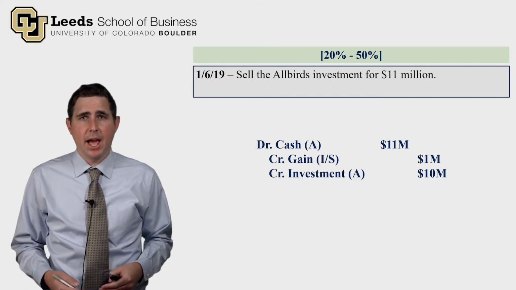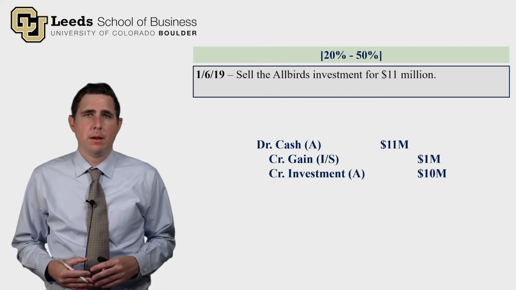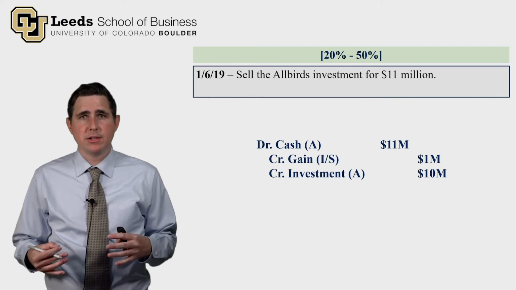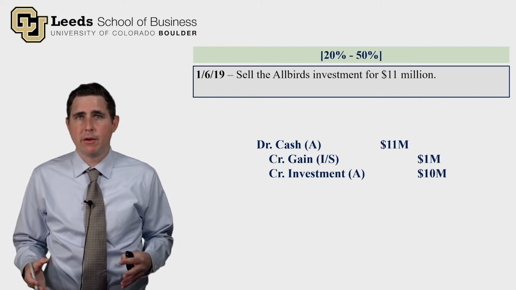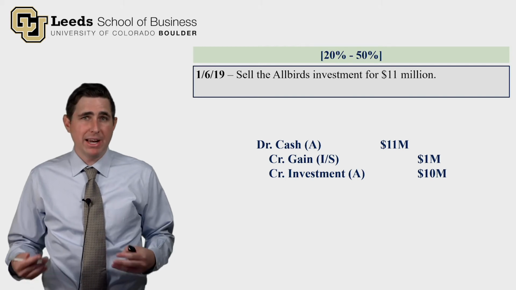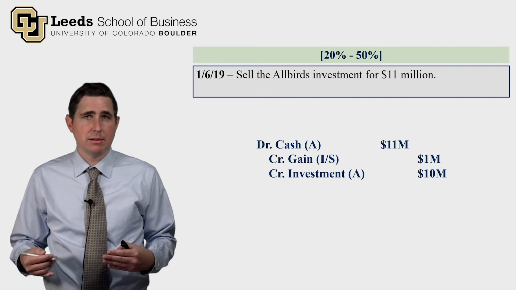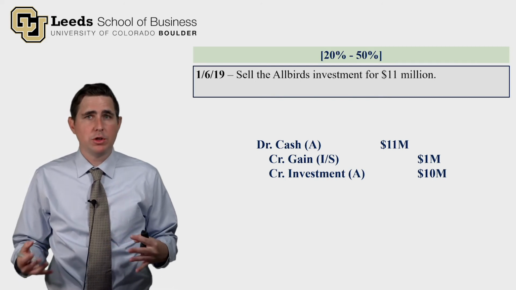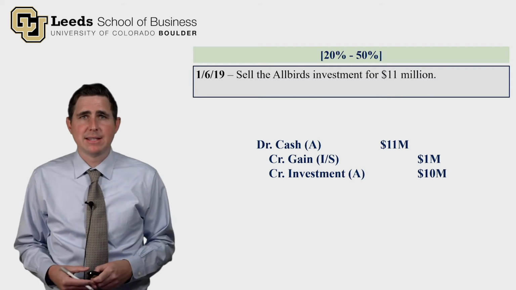The debit is to cash for $11 million. That's the amount we're getting for this investment. One credit is to the investment account for $10 million, reducing it to zero, removing it from our balance sheet. And we're going to recognize now this as a gain on our income statement. This was a gain that we previously ignored. We ignored changes in fair value. But now that we're selling the investment, we have to recognize this gain.